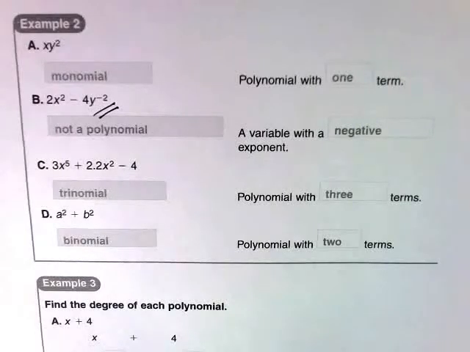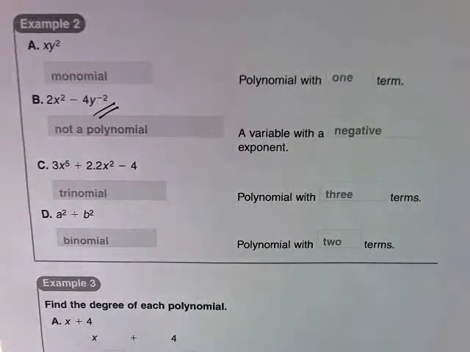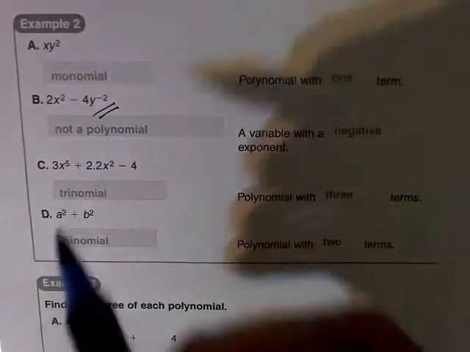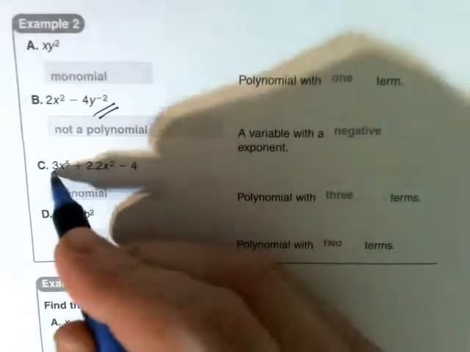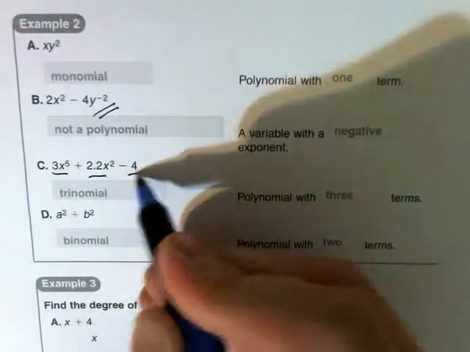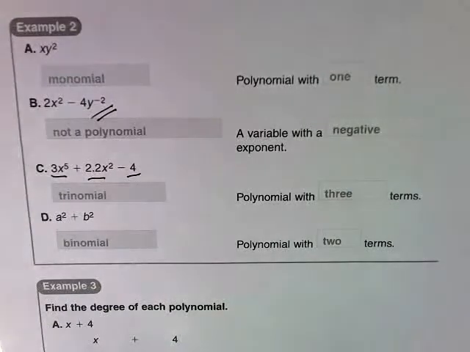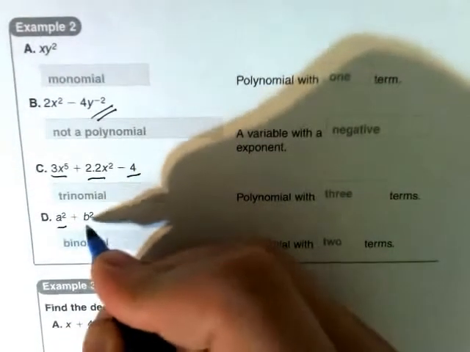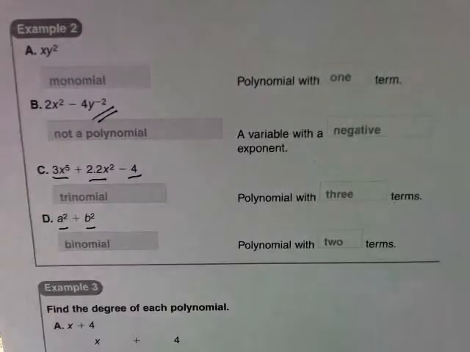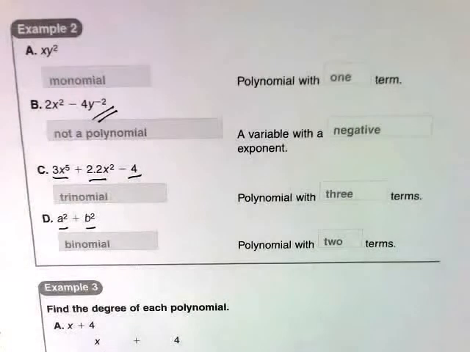3x to the fifth plus 2.2x squared minus 4 in part C. Well, as you can see, we have two addition and subtraction signs there, which creates three distinct parts to the problem. So that means this is a trinomial. And in part D, one addition sign creating two distinct parts there with a squared and b squared. So this is a binomial because it has two terms.